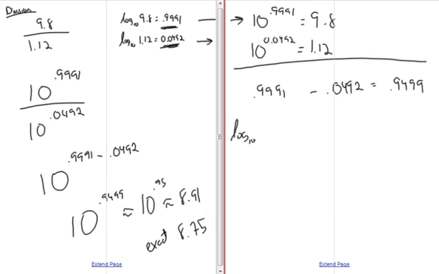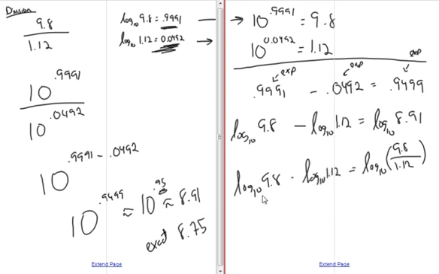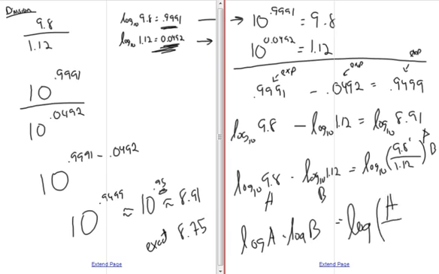Instead of writing those exponents, I'm going to write the log expressions there. So do a substitution. Log base 10 of 9.8 minus log base 10 of 1.12 equals that right there. That's the log base 10 of 8.91, which was the division of those two terms here. So we have log base 10 of 9.8 minus log base 10 of 1.12 equals log base 10 of 9.8 divided by 1.12. So there's your A and your B. We write log A minus log B equals log of A divided by B.